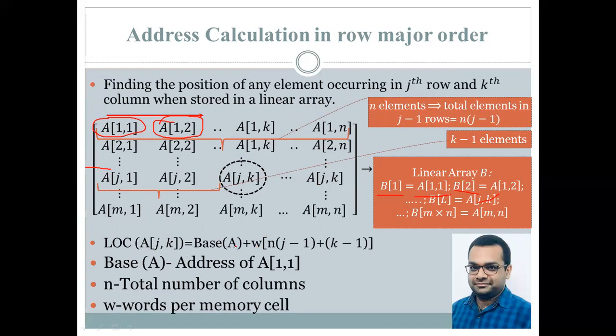Therefore, the location of ajk is equal to the base of a plus number of words per memory multiplied by n into j minus 1 plus k minus 1, because these many number of elements will be scanned through starting from a11 till the time we reach ajk.